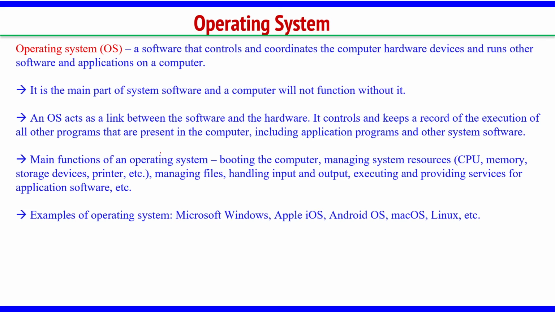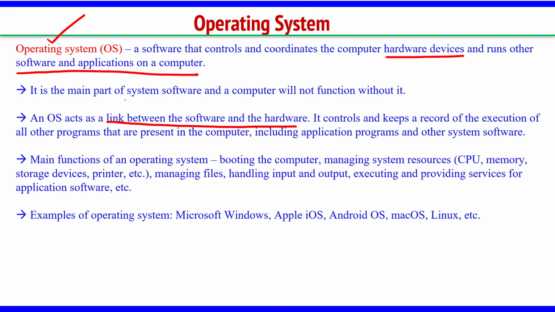So what is an operating system? It is software that controls and coordinates the computer hardware devices and runs other software and applications on the computer. Basically, the OS acts as a link between software and hardware, right? So without an operating system, you cannot do anything. If there is some hardware in your computer and you want to use that hardware, you need some software to do that. How do they talk to each other? They can talk with the help of the operating system, right?